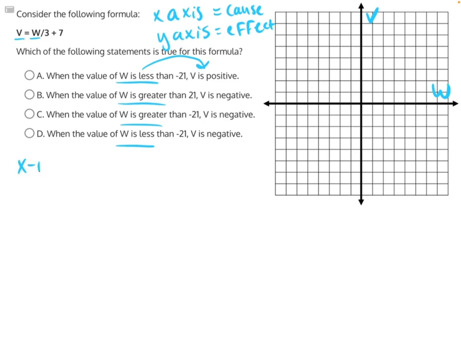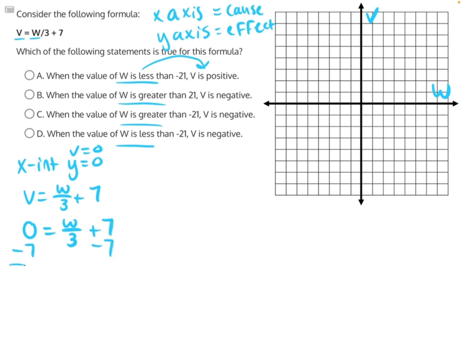To find our x-intercept, we'll need y to equal 0, or in this case, v to equal 0. So I'll rewrite my function v equals w over 3 plus 7, but this time I will plug in 0 for v. 0 equals w over 3 plus 7. Let's do opposite operations. Subtract 7 from both sides. This will cancel, giving us negative 7 equals w over 3.